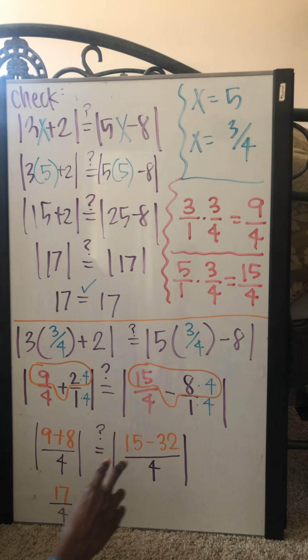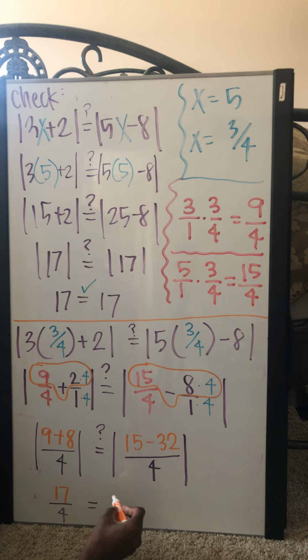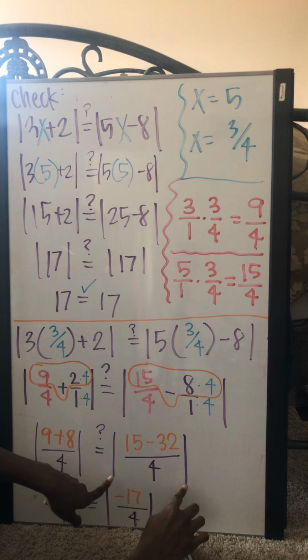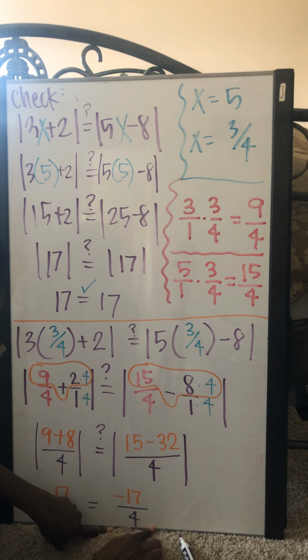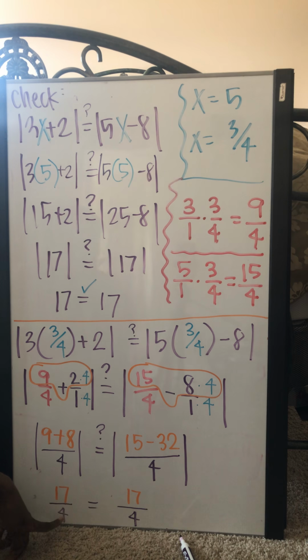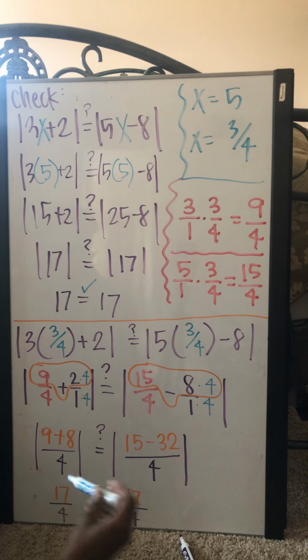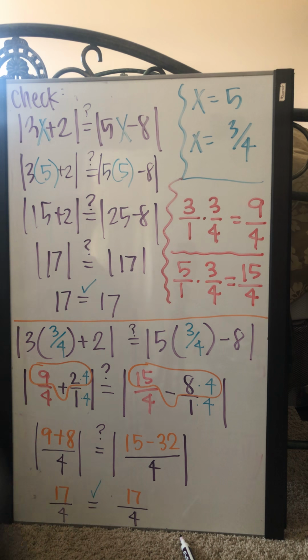So we have 15 minus 32, which would give us what? 17, right? Well, it's going to give us negative 17. So we have negative 17, and that's going to be divided by 4. Remember, we have our absolute value signs here because of these. And all the absolute value signs do is get rid of the negative, so I'm going to take this negative off. And they do equal, so this one checked out also. So both 5 and 3/4 are the correct answers.